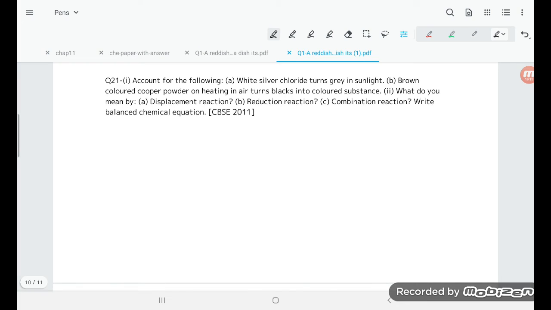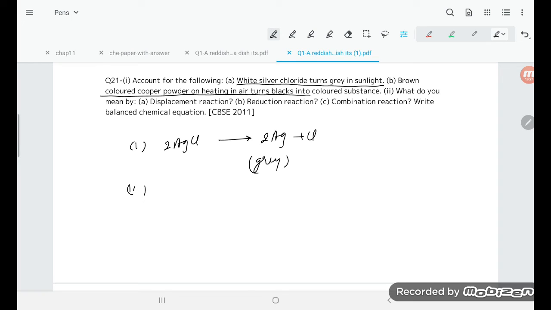Question 21. Account for the following: when silver chloride turns gray in sunlight. The reason is the formation of silver. 2AgCl forms 2Ag plus Cl2, and this is gray. Now the second one, brown colored copper powder on heating in air turns into a black colored substance. Copper is treated with oxygen, forming CuO, which is the black color.